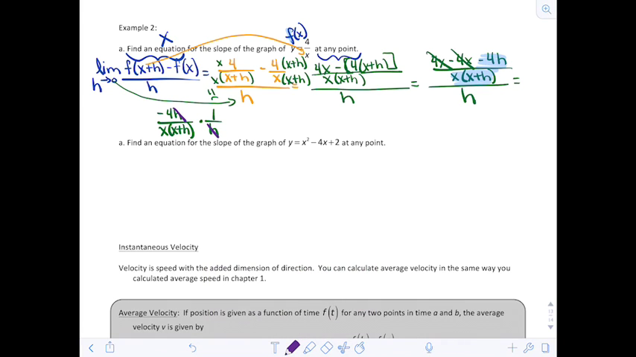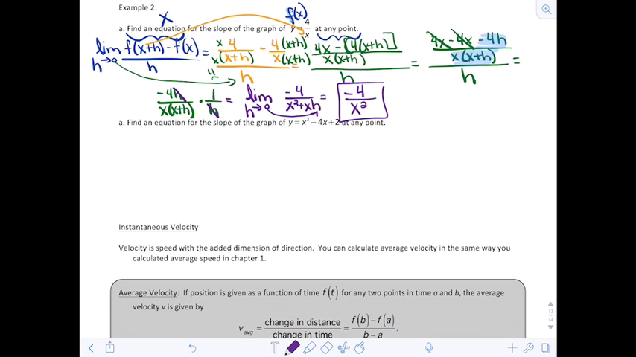And now those cancel. And now I can do the limit because I have canceled that h in the bottom. Now I still do have one down there, but it's not going to make it indeterminate. The limit as h approaches 0 of negative 4 over x squared plus xh. I do have an h in the denominator, but I can evaluate this limit with direct substitution, and my equation for the slope is negative 4 over x squared. So this is my answer. This is the equation for the slope of this graph at any point.